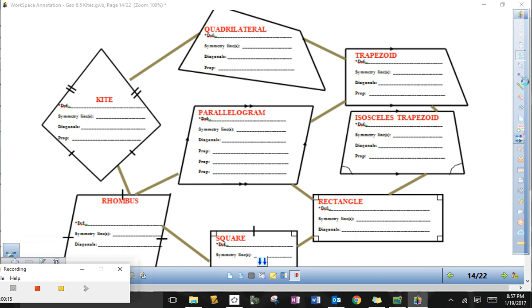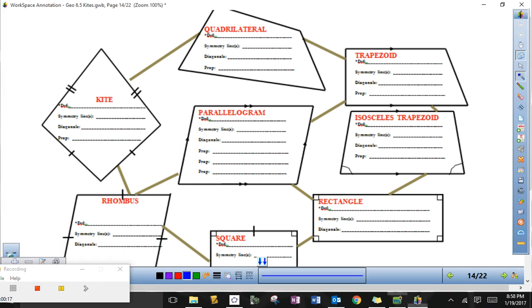Okay, so before we start talking about a kite, I just want to point out where it falls in our hierarchy. Notice that the only thing above it is a quadrilateral. So it's more specific than a quadrilateral, but less specific than everything below it.